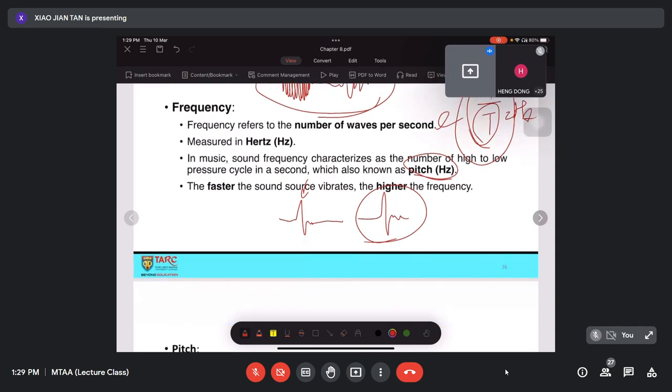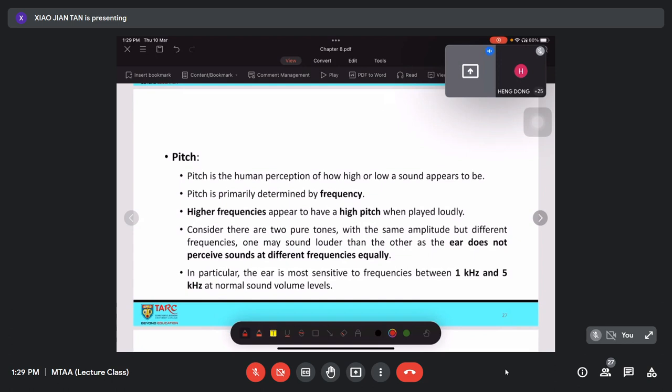Pitch is the human perception of how high or low a sound appears to be. Pitch is primarily determined by frequency. Higher frequencies appear to have higher pitch when played loudly. Consider there are two pure tones with the same amplitude but different frequency. One may sound louder than the other as the ear does not perceive sound at different frequency equally.